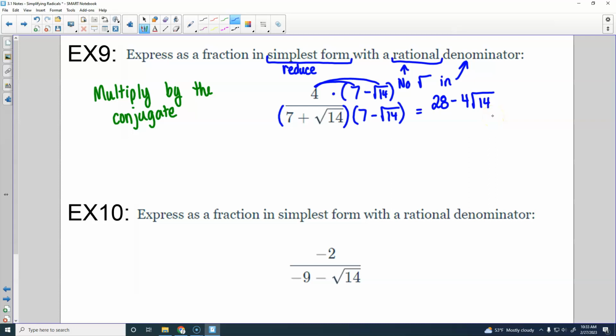So that's our numerator. In the denominator, I've got to distribute here, so I get 7 times 7, which is 49. I will get plus, no, I'm sorry, that's going to be minus 7 times the square root of 14. And then when I distribute that square root of 14, I'll get plus 7 times the square root of 14. And then I will have positive square root of 14 times negative square root of 14, which is going to give me negative 14.